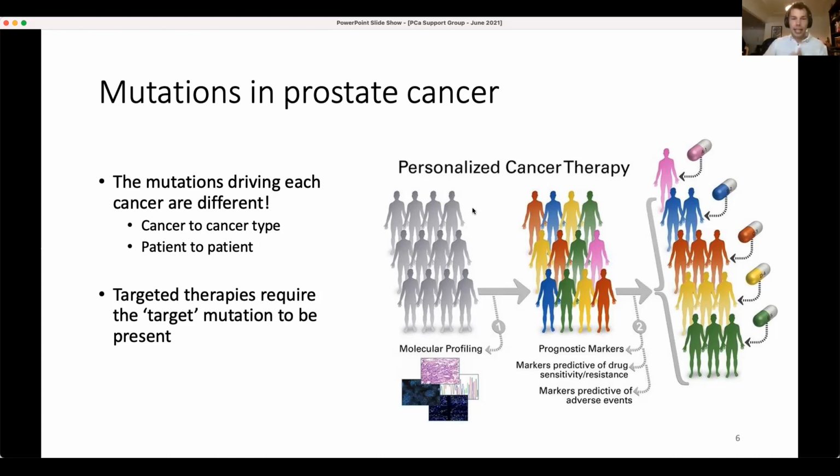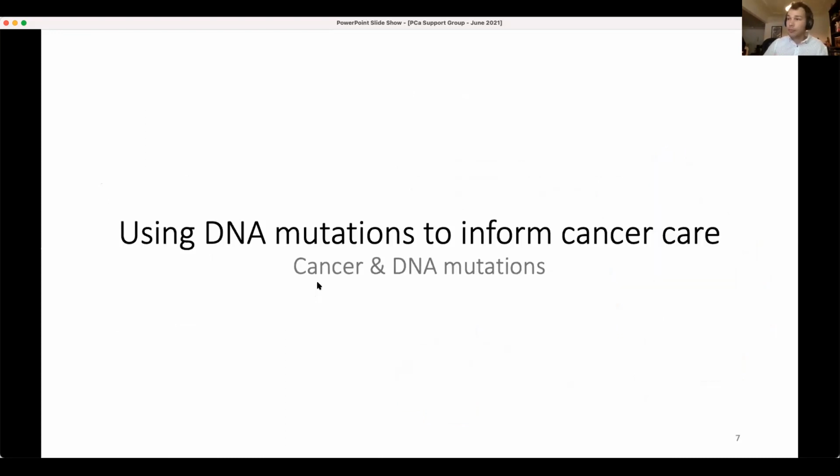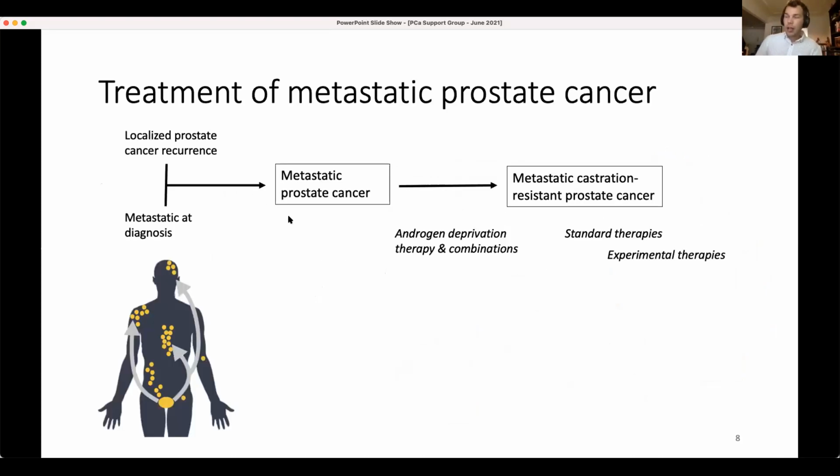So personalized cancer therapy is what our lab researches and is, I think, a really exciting new paradigm for the treatment of not only prostate cancer, but for all cancers. So how do we use these DNA mutations to inform cancer care? The lab I work in with Dr. Alexander Wyatt, we specifically study metastatic prostate cancer. So this is cancer that has either recurred after localized treatment or is diagnosed as metastatic disease.